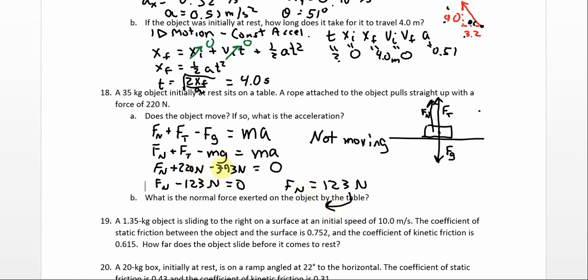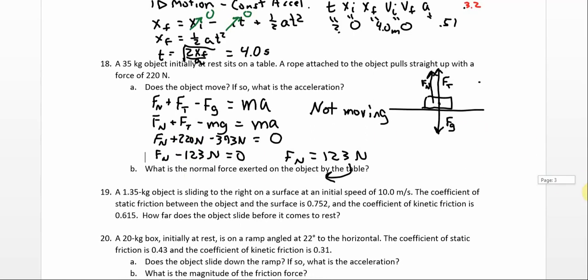See, if the weight, the mg, were less than 220, then the tension would already be more than gravity. So there would be nothing for the normal force to do. It would be 0, and then we would have excess force going upward, and so we would not have a 0 acceleration, and so it would have gone up. But because the weight was more than 220, the pulling force of the rope, it doesn't move, and there is some normal force to make up the difference.